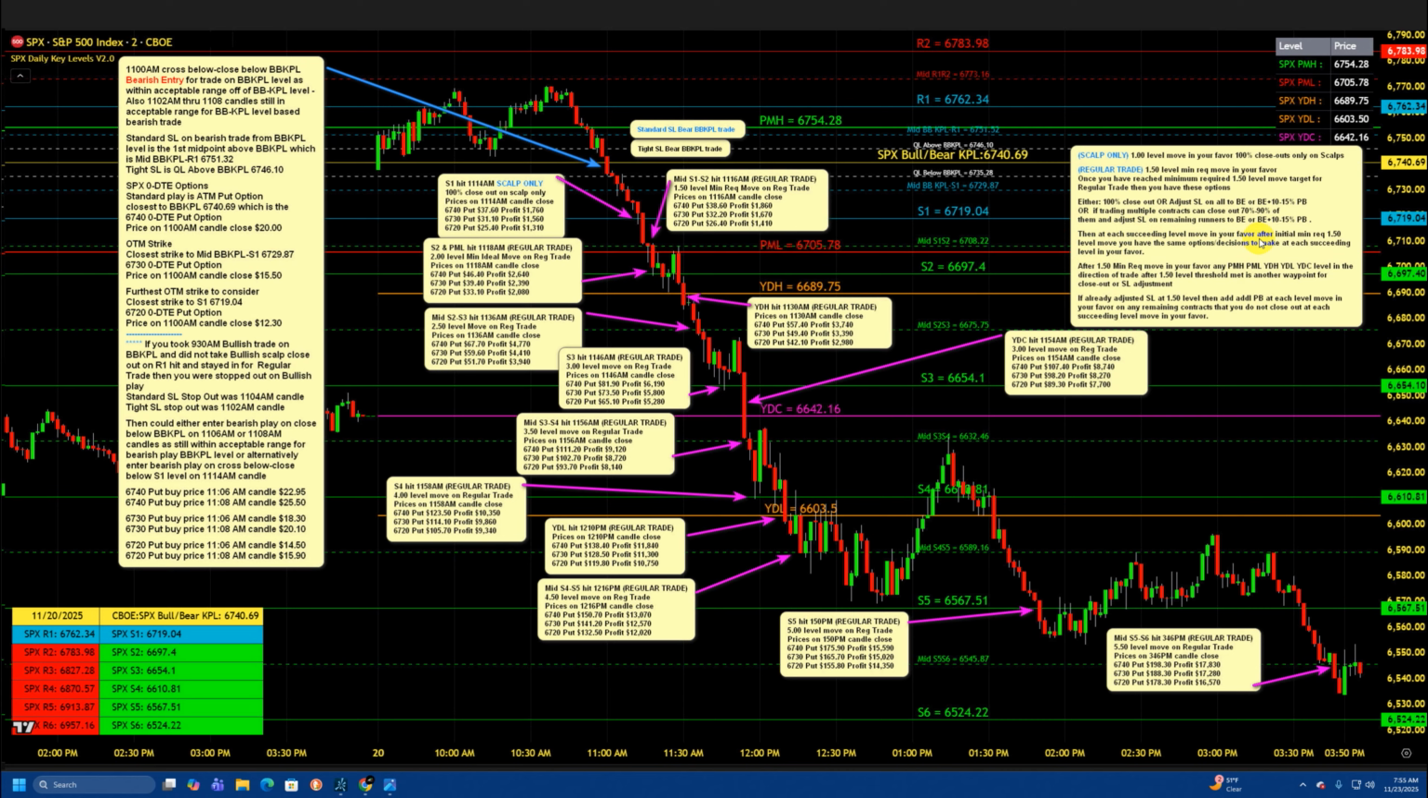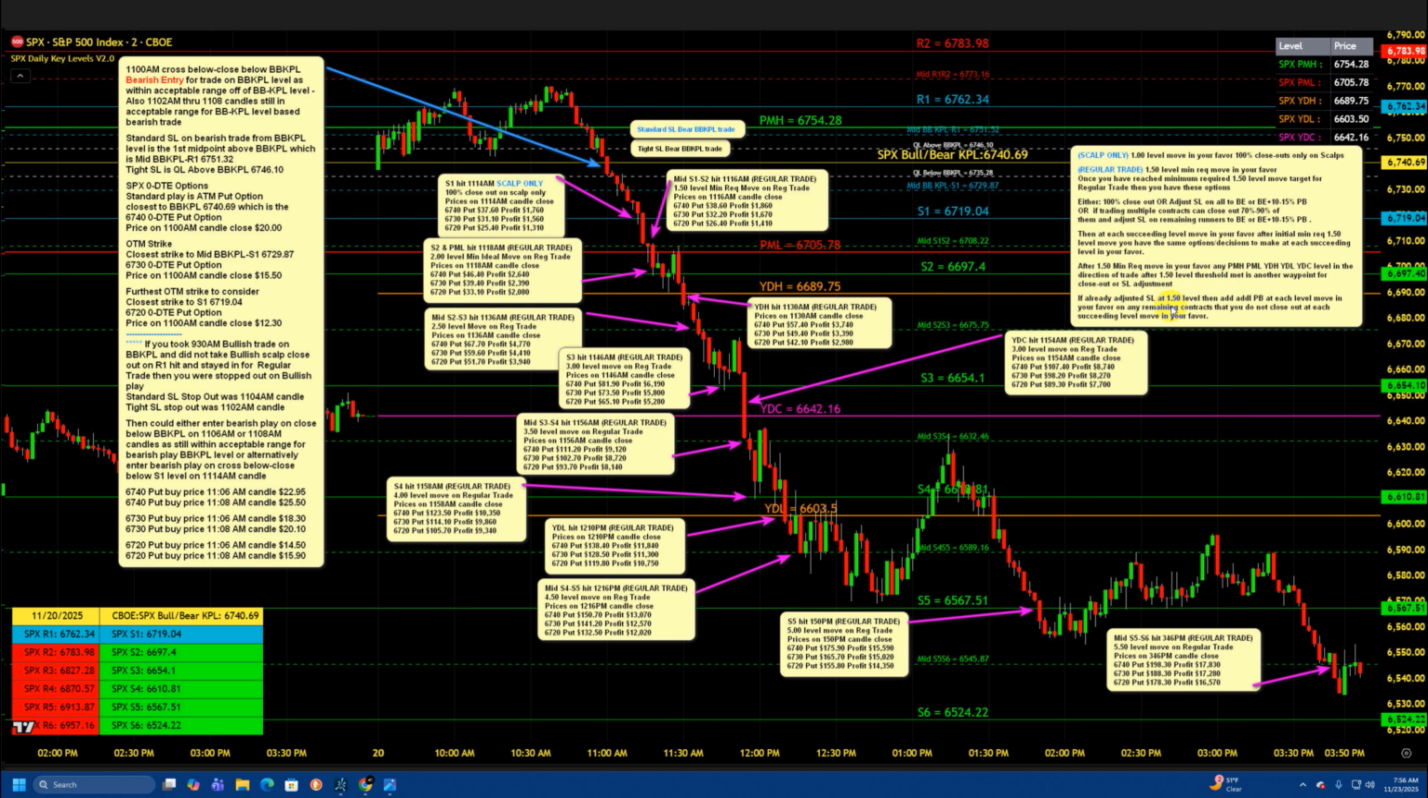Then at each succeeding level move in your favor after the minimum required 1.5 level move, you have the same options decisions to make at each succeeding level move in your favor. Also, after the 1.5 level minimum required move in your favor on the regular trade, if any of these levels, the PMH, PML, YDH, YDO, and YDC levels, happen to be in the direction of your trade after the 1.5 level move threshold has been met, then those are also waypoints for closeouts or SL adjustments.